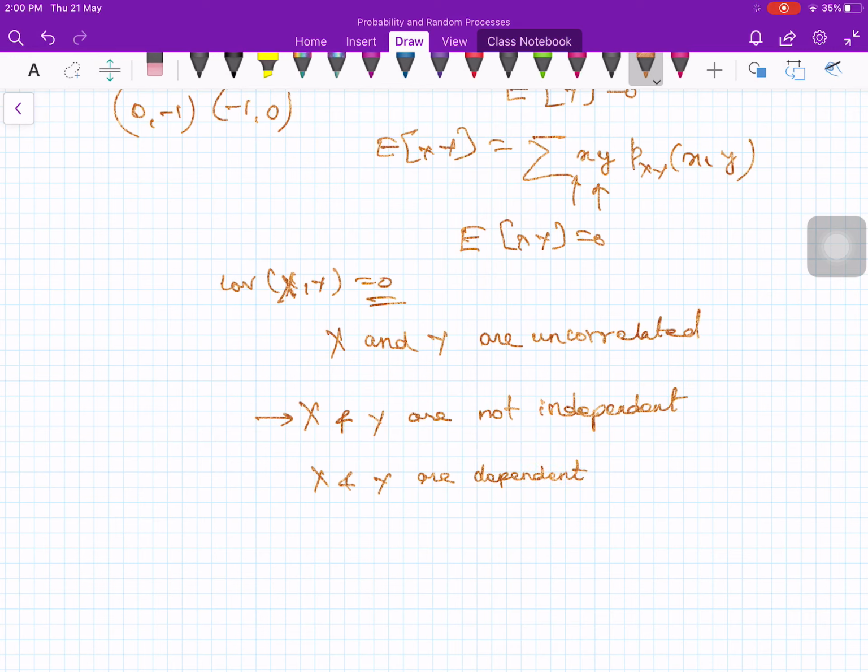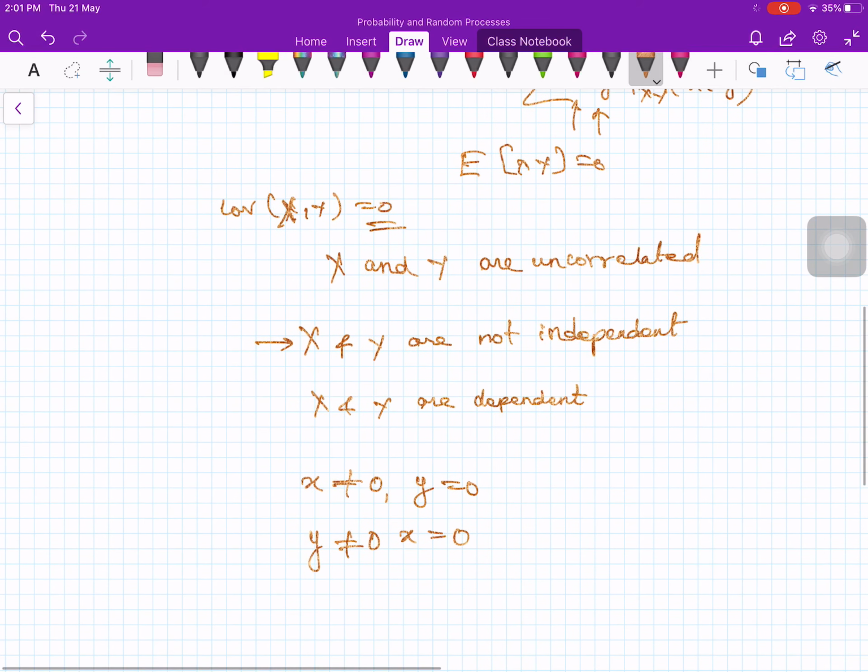How do we say that X and Y are dependent? Because a non-zero value of X fixes the value of Y to 0. When X is non-zero, then Y is 0. Similarly, when Y is non-zero, then X is 0. Therefore, when I come to know X is non-zero, I can tell you that Y is going to be 0. Similarly, when Y is non-zero, I can tell you automatically that X is 0. Therefore, X and Y are dependent random variables.